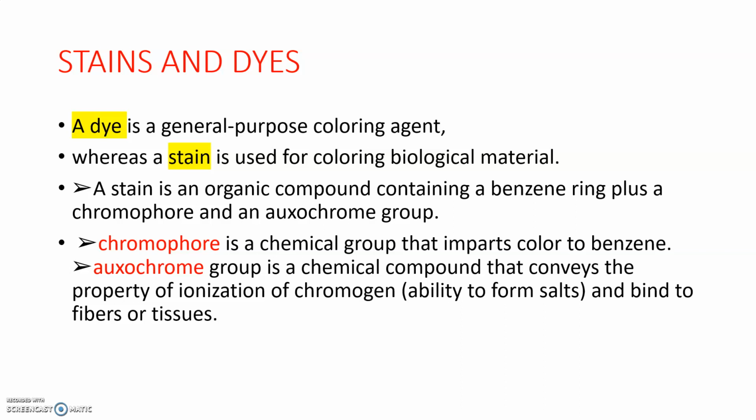So a stain can be an organic compound containing a benzene ring plus a chromophore and an auxochrome group. These three come in a stain, which is an organic compound. What is a chromophore? It is the chemical group that imparts color to the benzene ring. The auxochrome group is the chemical group that conveys the property of ionization of the chromogen, the ability to form salt, and binds to the fibers or tissue.